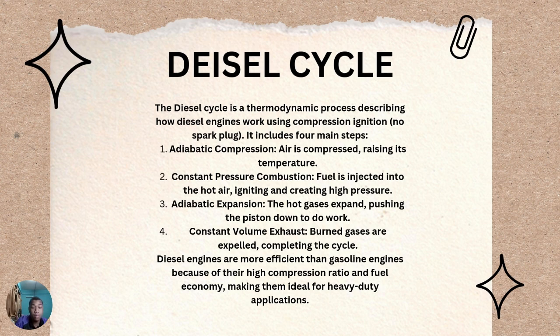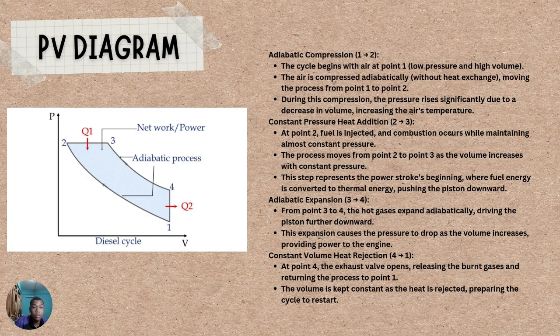Diesel engines are more efficient than gasoline engines because of their high compression ratio and fuel economy, making them ideal for heavy duty applications. As we can see here on the left side, this is the PV diagram for the diesel cycle. Here I will explain the PV diagram one by one, starting from point 1 to point 2, which is the adiabatic compression.